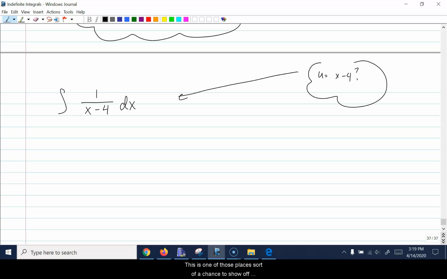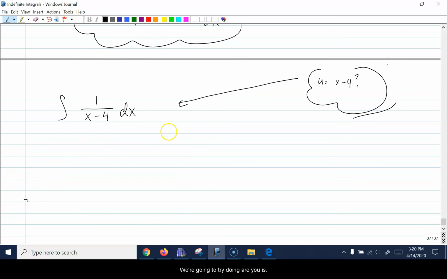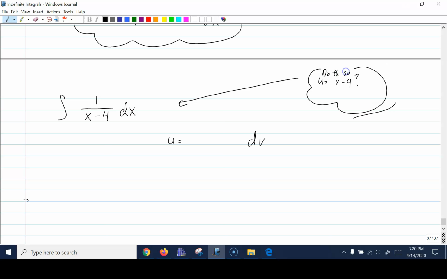This is one of those places, it's sort of a chance to show off why you might want to do something goofy. So we're going to try doing our u. Sort of unfortunate that both substitution and parts involve picking a u. When I say try u equals x minus 4, I mean try doing the substitution. We're going to try this by parts, and we're going to let u be the 1 over x minus 4 part. So dv is just the 1 dx.